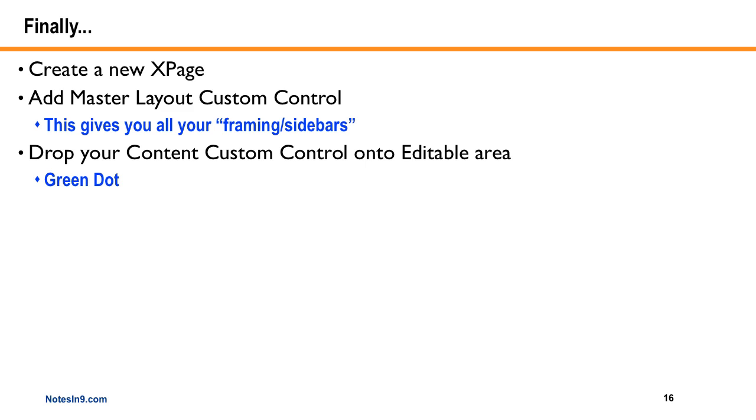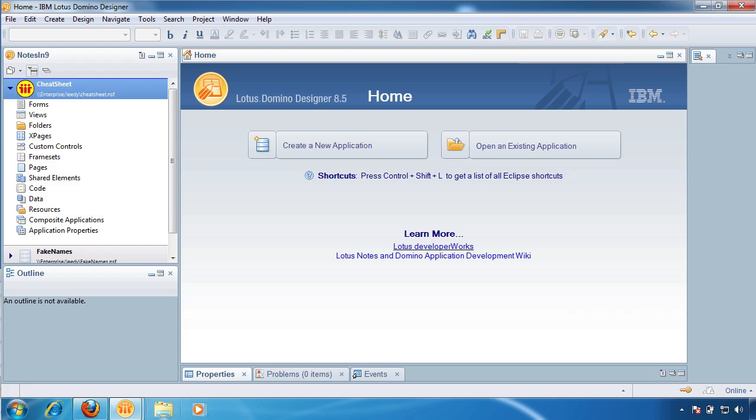Okay, and then finally, we create a new XPage. We add the master layout custom control to the XPage, which gives us all our framing and stuff like that. And then we drop the custom control onto that green dot or that editable area. Okay, so let's look at a demo here.